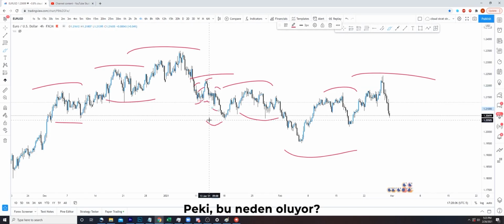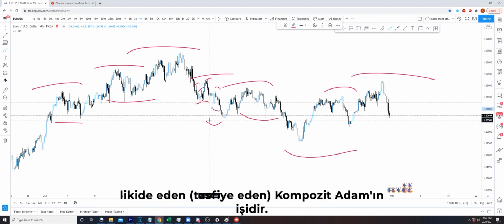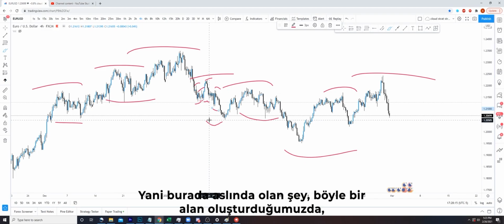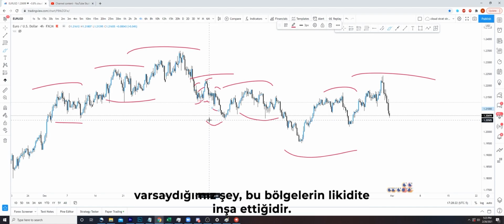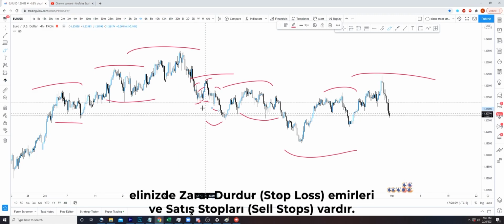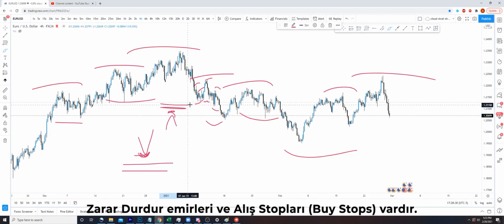Now, why does this happen? Well, it is the work of the Composite Man, basically liquidating emotional traders and retail traders and things of that nature. So what's actually occurring here is when we create an area like this, what we assume under smart money conditions, or under what the Composite Man wants to do, is that these zones are building liquidity. So above every single swing high and under every single swing low, what you have are stop losses and sell stops. So that's right under a swing low, and above a swing high, you have the opposite. You have stop losses and buy stops.